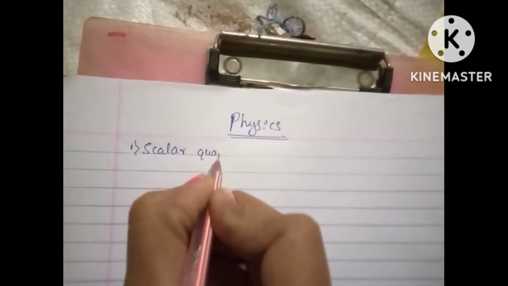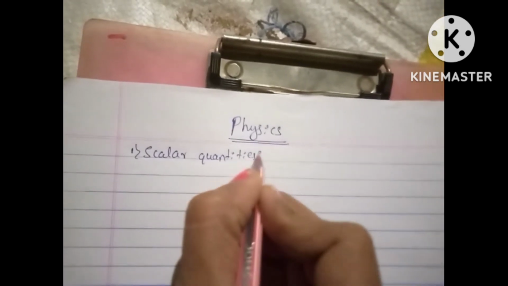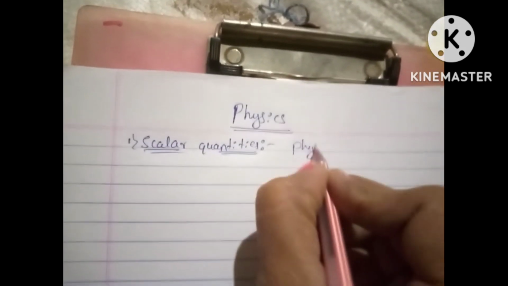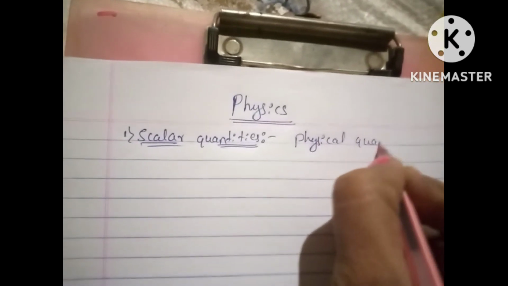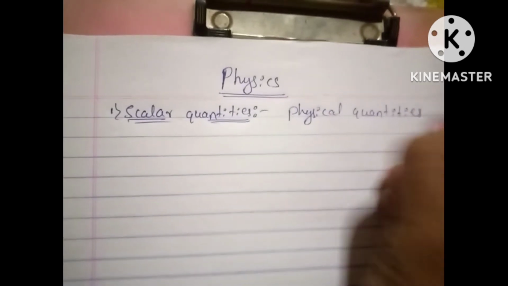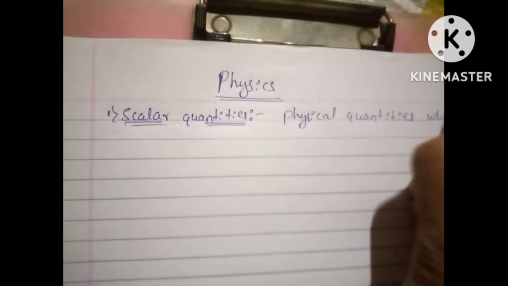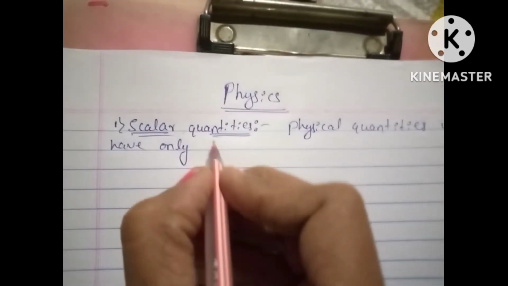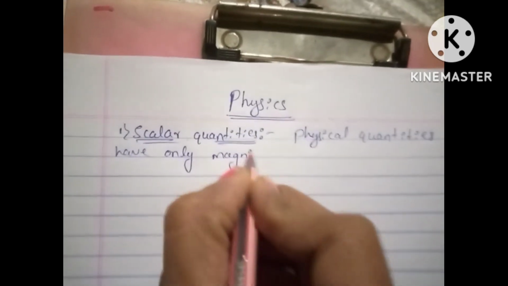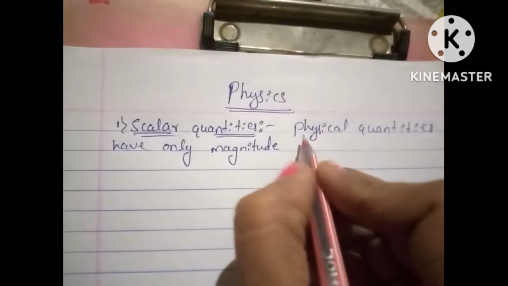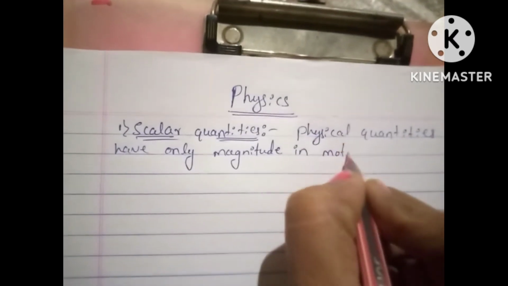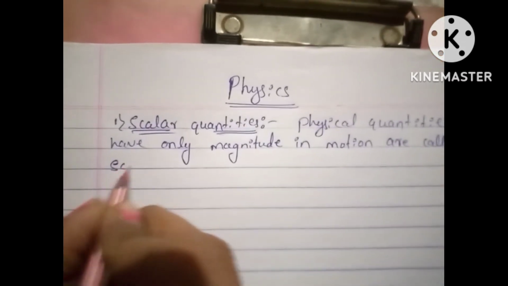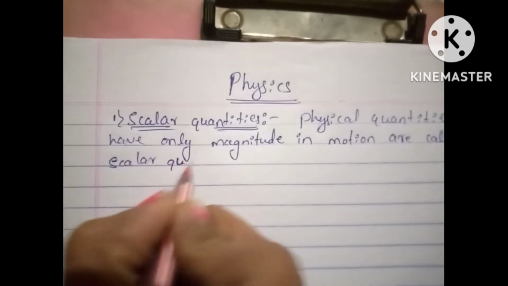Scalar quantities means physical quantities which have only magnitude are called scalar quantities.